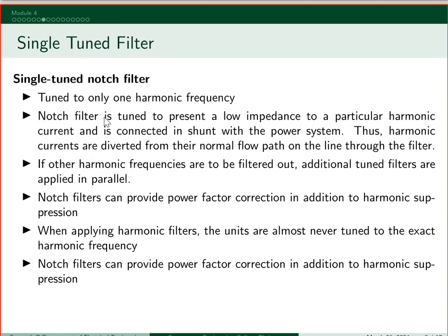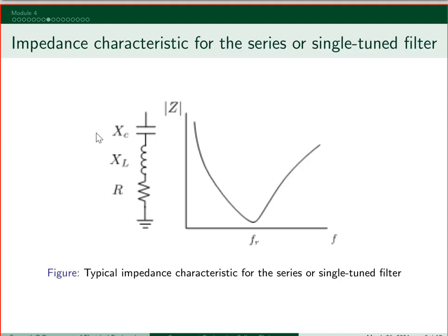Now, the single tuned notch filter, as I've shown, this is the impedance curve of a single tuned notch filter. Here you can see R, XL, and XC. So this is a combination of RLC, and this is the impedance characteristic for a single tuned filter. Here you can see that as the frequency increases, there is a particular frequency for which the impedance is the lowest, and the filter offers high impedance for all other frequencies.